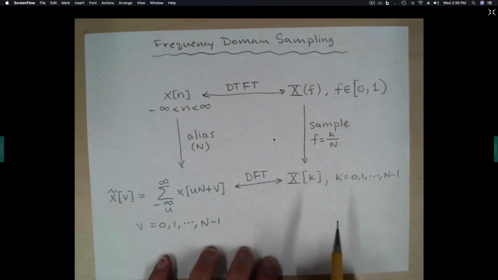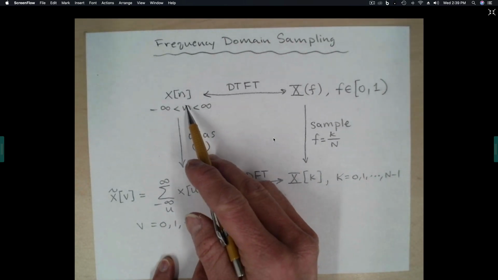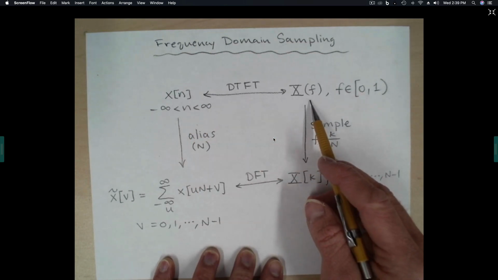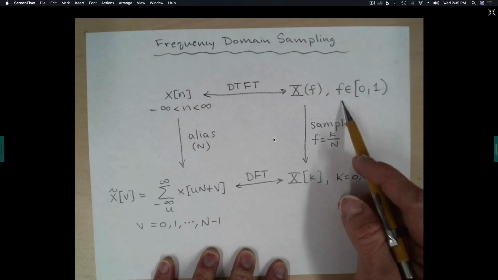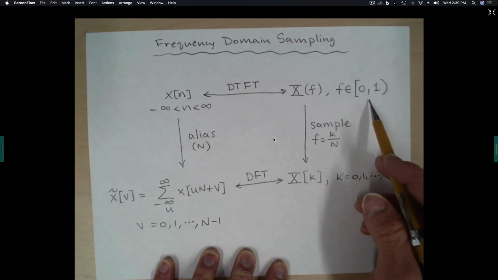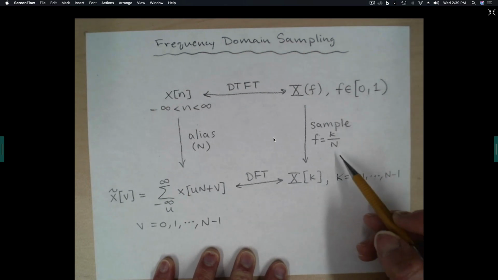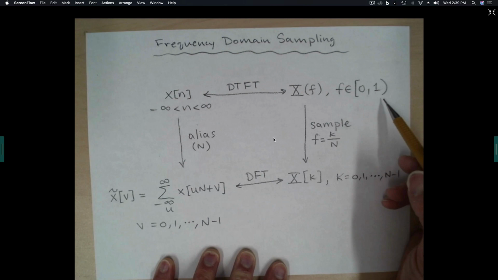In this case, we start with a time domain sequence x of n and its discrete time Fourier transform, which is a periodic function with period equal to 1. In this case, we're doing our sampling operation in the frequency domain, taking N samples across this interval 0 to 1.